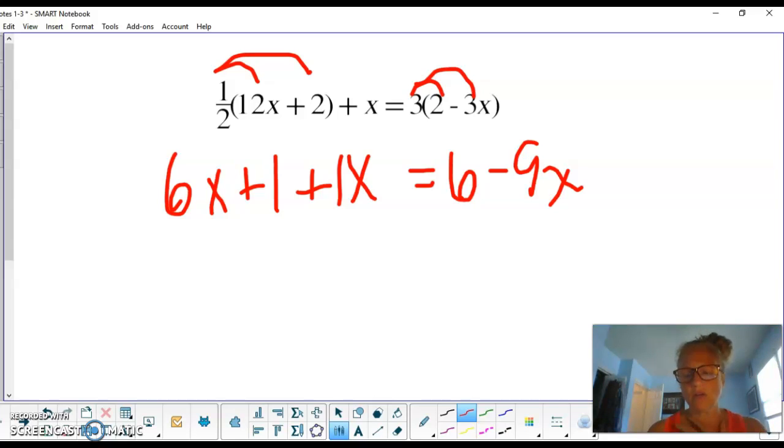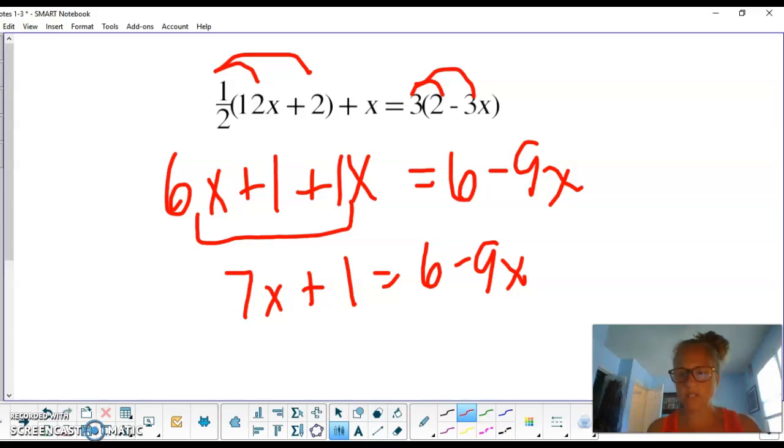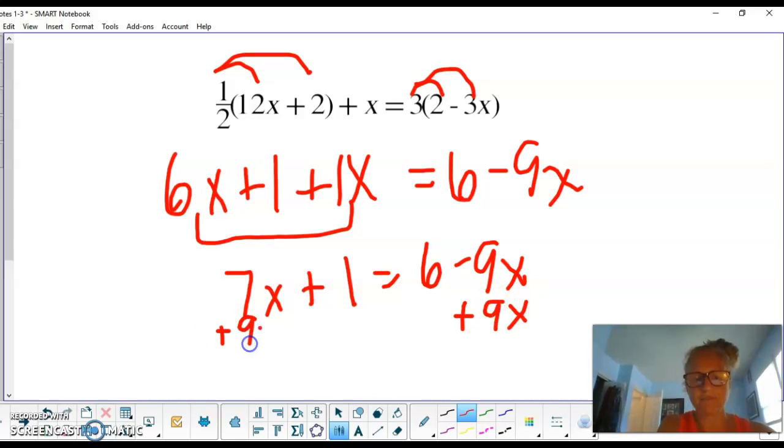Now we're going to look at combining like terms, and we want to combine like terms on each side first. So you can see here we have like terms, 7x, bring down the 1. There are no like terms here, so we're going to bring this down. All right, so once we get down to one variable on each side, we're going to combine like terms on the one side. It doesn't matter which side. I like to get rid of any negative, so I'm going to add a 9x to both sides. So I get 16x plus 1 equals 6.